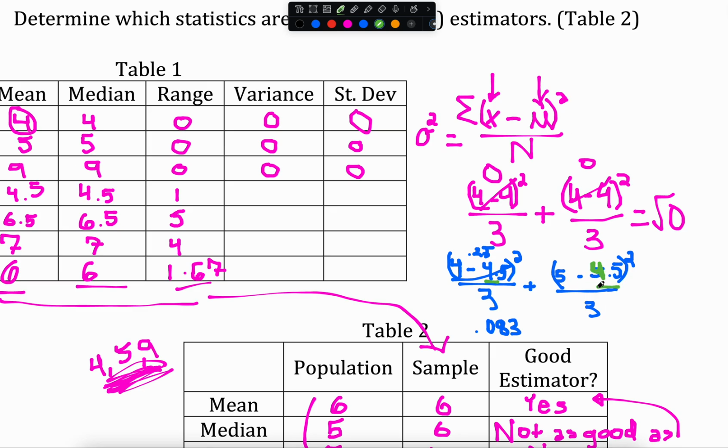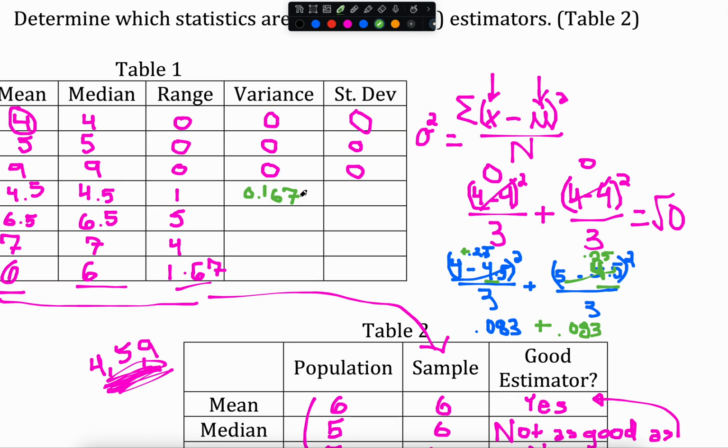5 minus 4.5 is a positive 0.5. Squared is 0.25. 0.25 divided by 3 is 0.083 again. Now remember that they're both positive 0.083, because even though this was negative 0.5, when you squared it, it became positive 0.25. So both of those are 0.083. And if I add them together, I get a variance of 0.167. We'll go 2 decimal places.